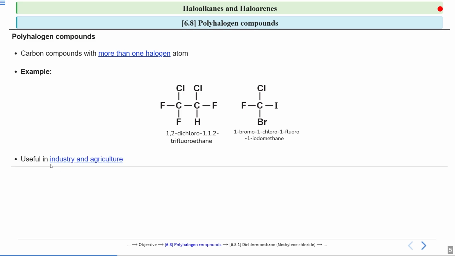They are useful in industry and agriculture. So in these two major fields, industry and agriculture, we use these polyhalogen compounds.